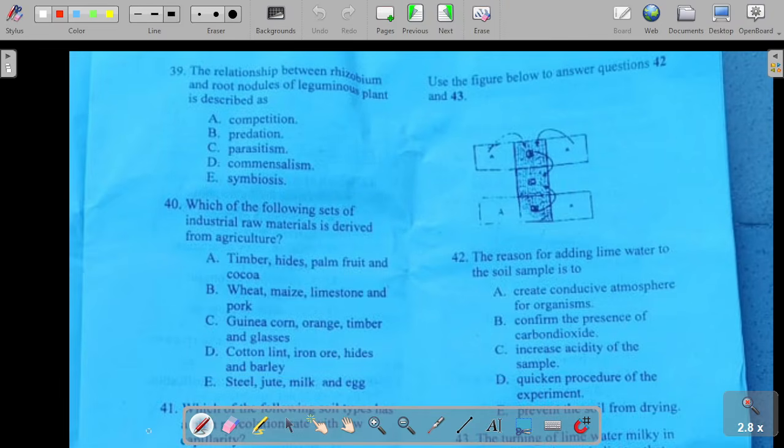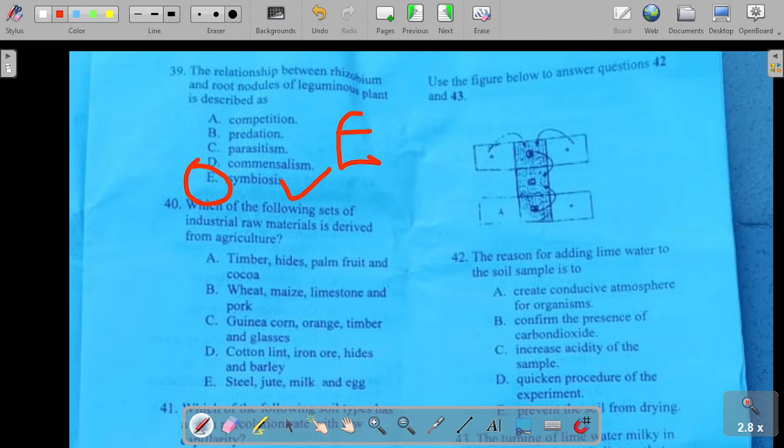39. Say the relationship between rhizobium and root nodule of a leguminous plant is described as competition, no. Predation, no. Parasitism, no. The answer is symbiosis. E.